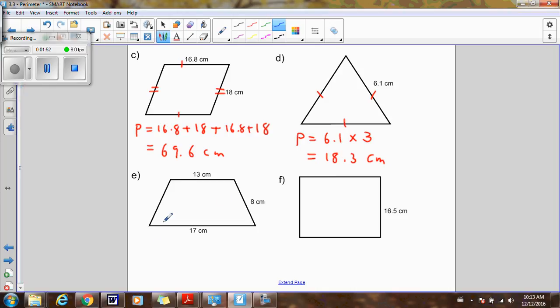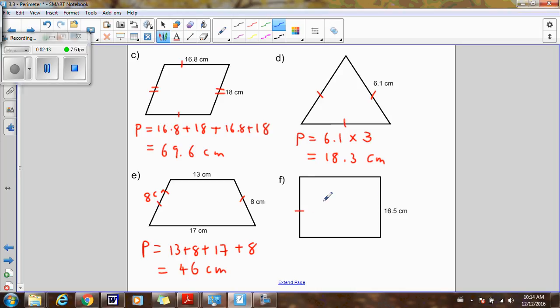The next one here is a trapezoid, but we do exactly the same thing. We assume that these 2 sides are the same, so they're both 8 centimeters. To find the perimeter, then we just do 13 plus 8 plus 17 plus 8, and you're going to get the answer 46 centimeters. Okay.